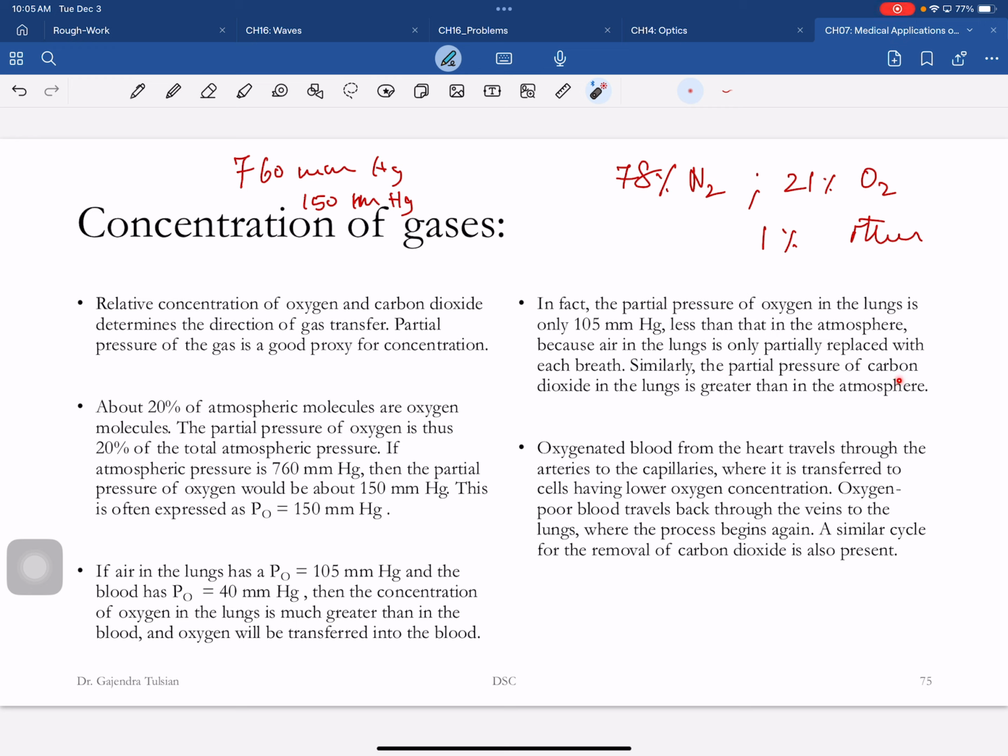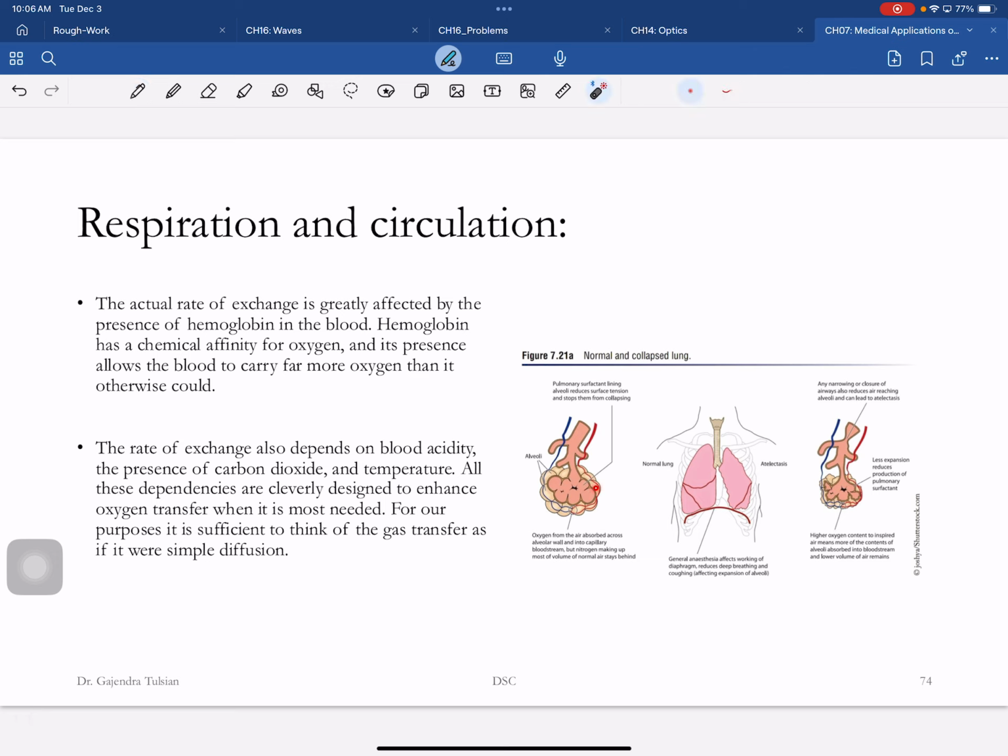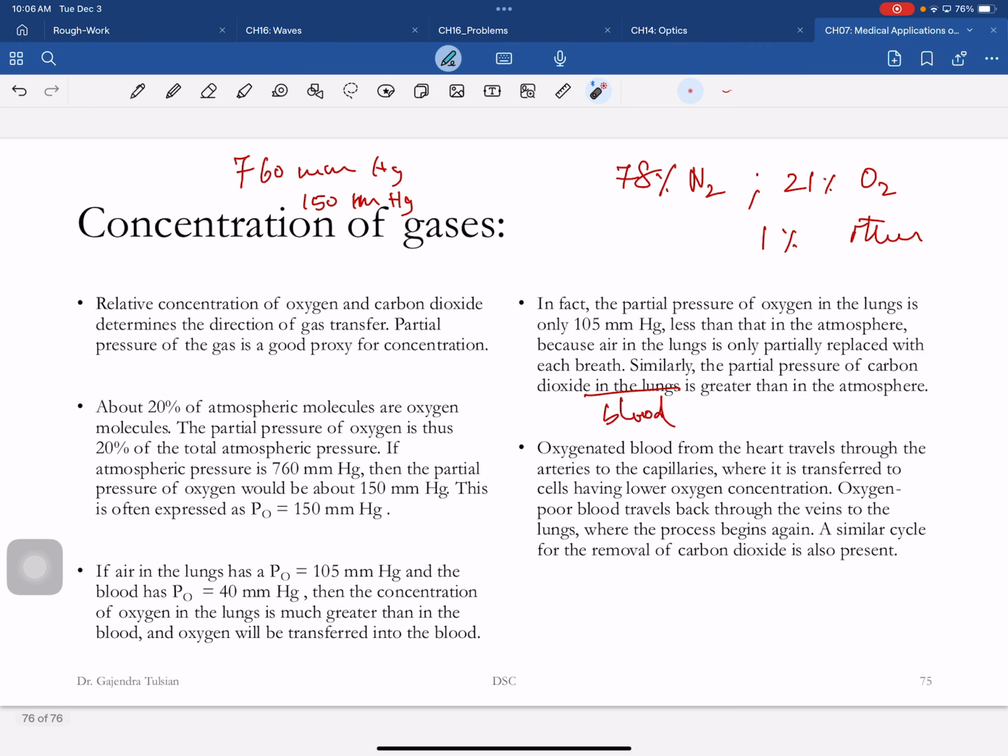The partial pressure of carbon dioxide in the blood in the capillaries is greater than in the atmosphere. So the partial pressure of carbon dioxide here is higher than in the air here, and so carbon dioxide diffuses across. Okay, so that's all right.